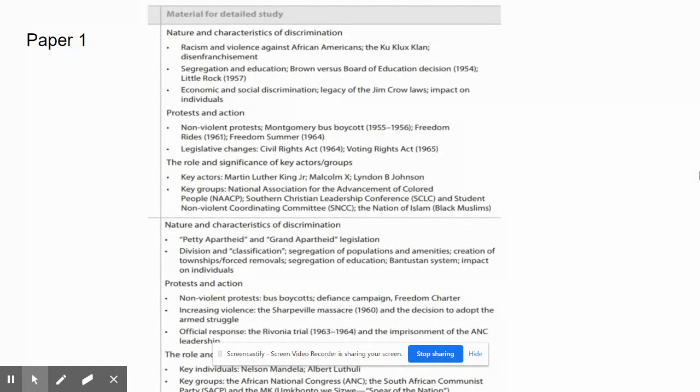So this is the source-based paper. You'll receive picture sources, cartoons, and written sources, both primary and secondary sources, with which you need to work in order to answer the questions. The paper is 1 hour long, as I said already.